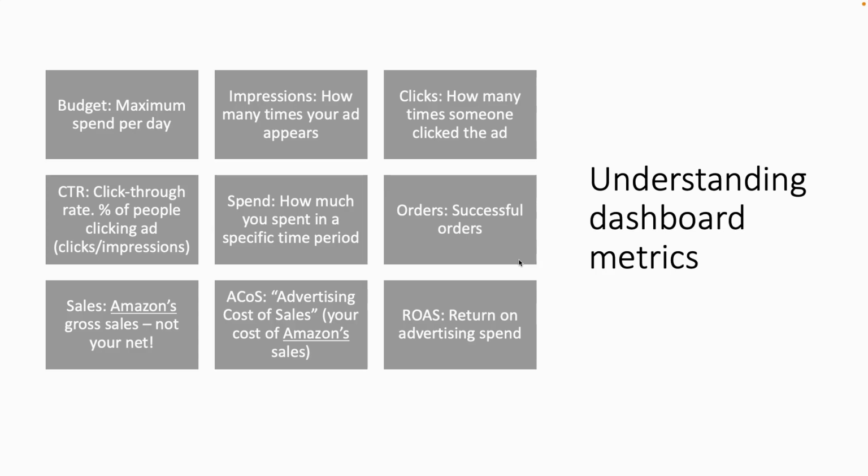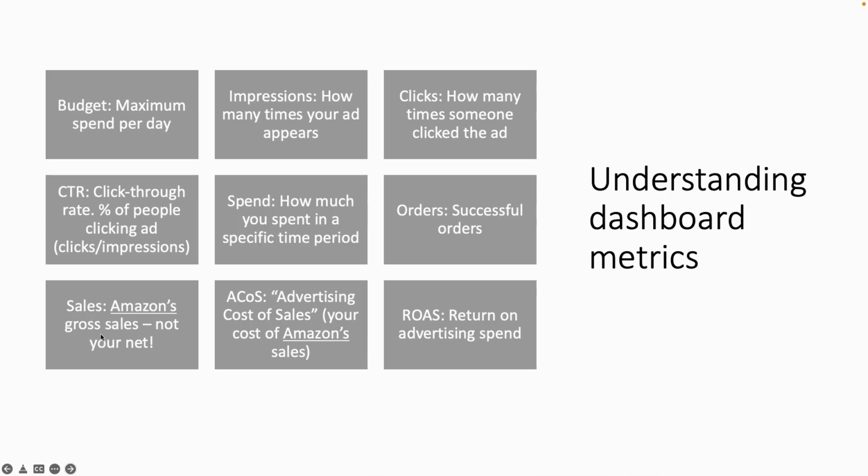Okay. So there's lots of different terms that Amazon uses that you'll need to learn. Budget means how much money you're spending per day, the maximum. Impressions, how many times your ad appears. Clicks is a separate data point. You might have 100 impressions, but only 2 clicks. So that is the click-through rate of 2%, as I just showed right here. Spend is how much you spend in a specific time period. Orders are successful orders that were completed.